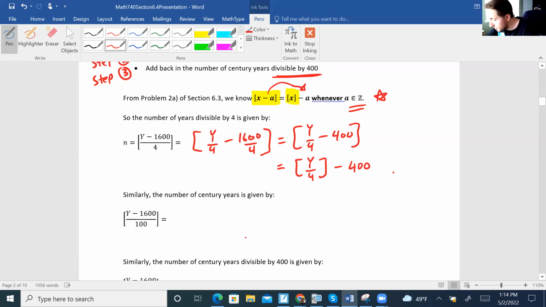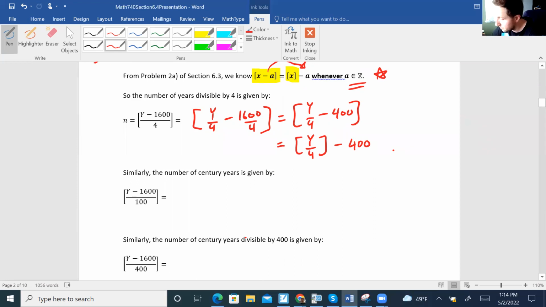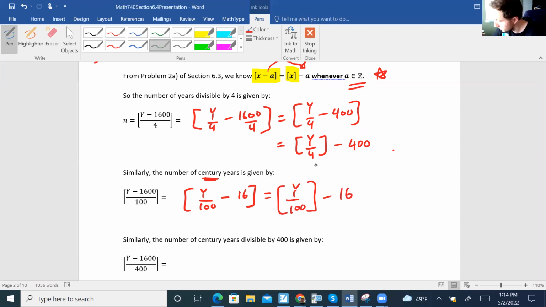Similarly, we can calculate the number of century years, which is going to be given by the difference in the year number and 1600 divided by 100, since the centuries are multiples of 100. Similar computation leads to Y over 100 minus 16. And again, we can break the 16 out of the greatest integer function by property 2a. So here's result number 1, here's result number 2.